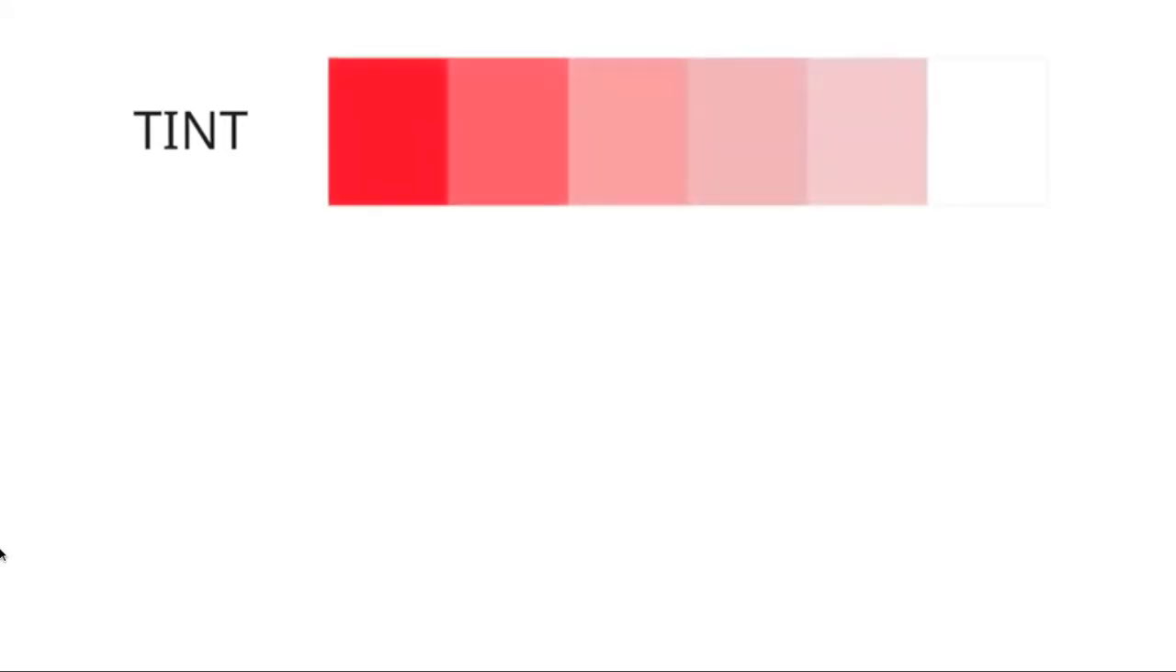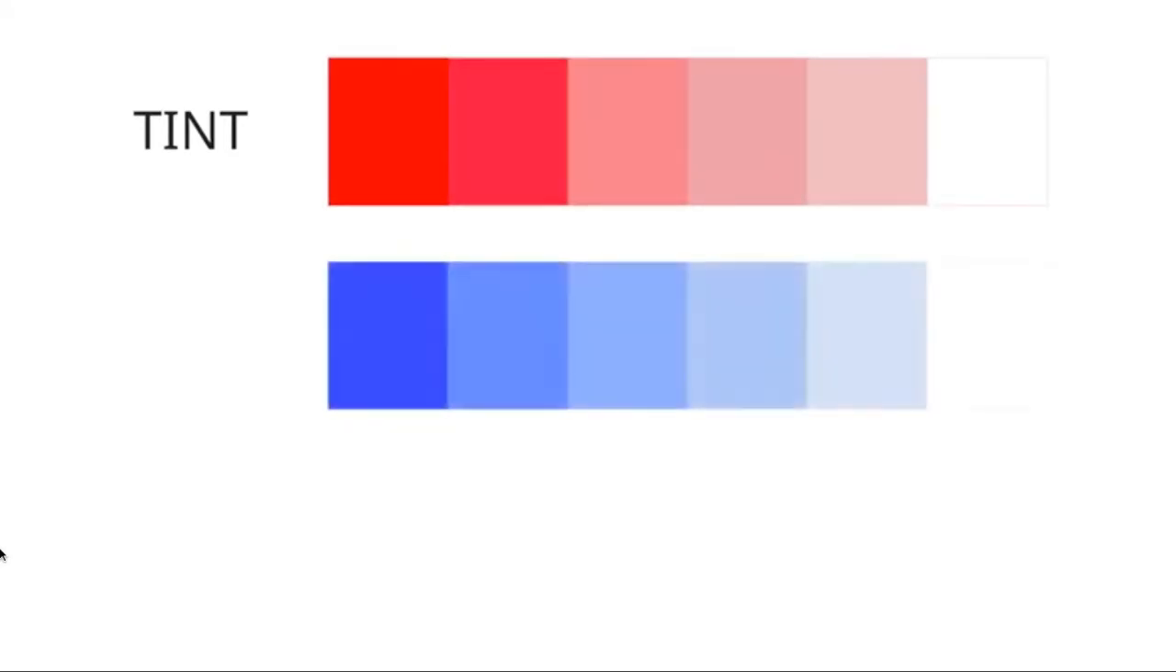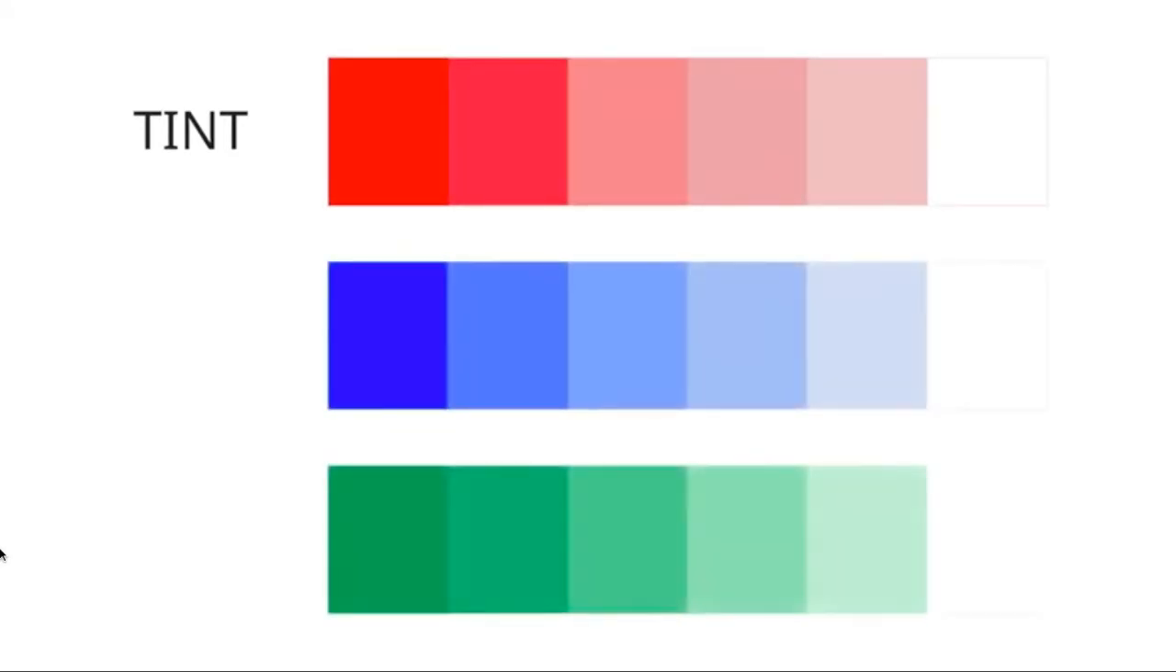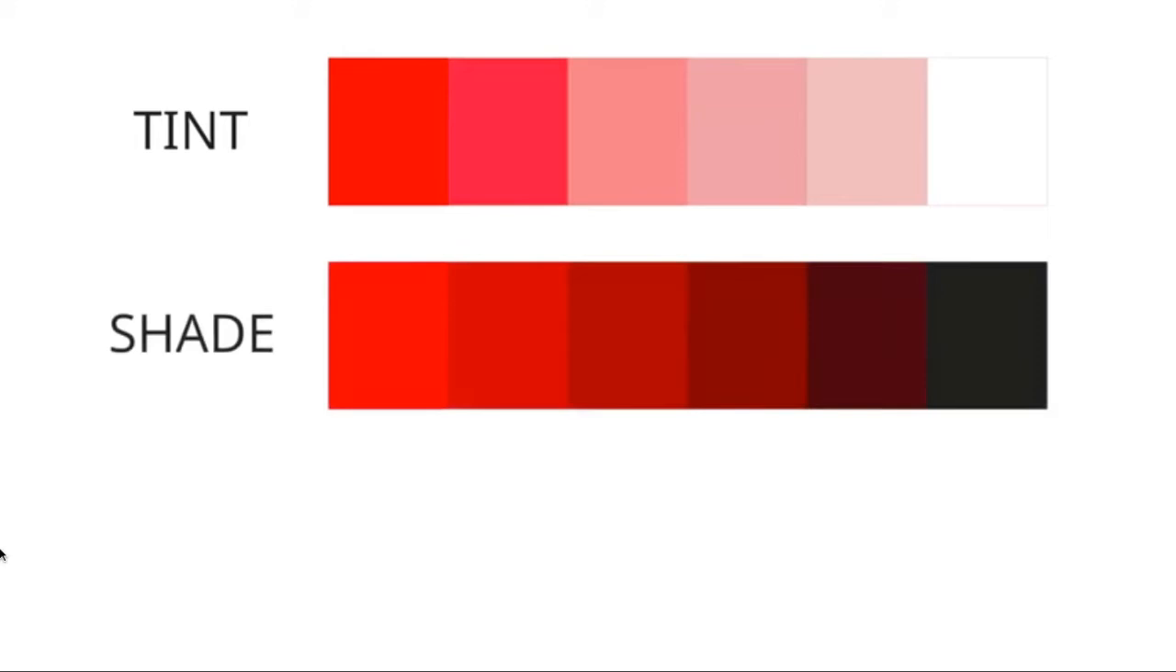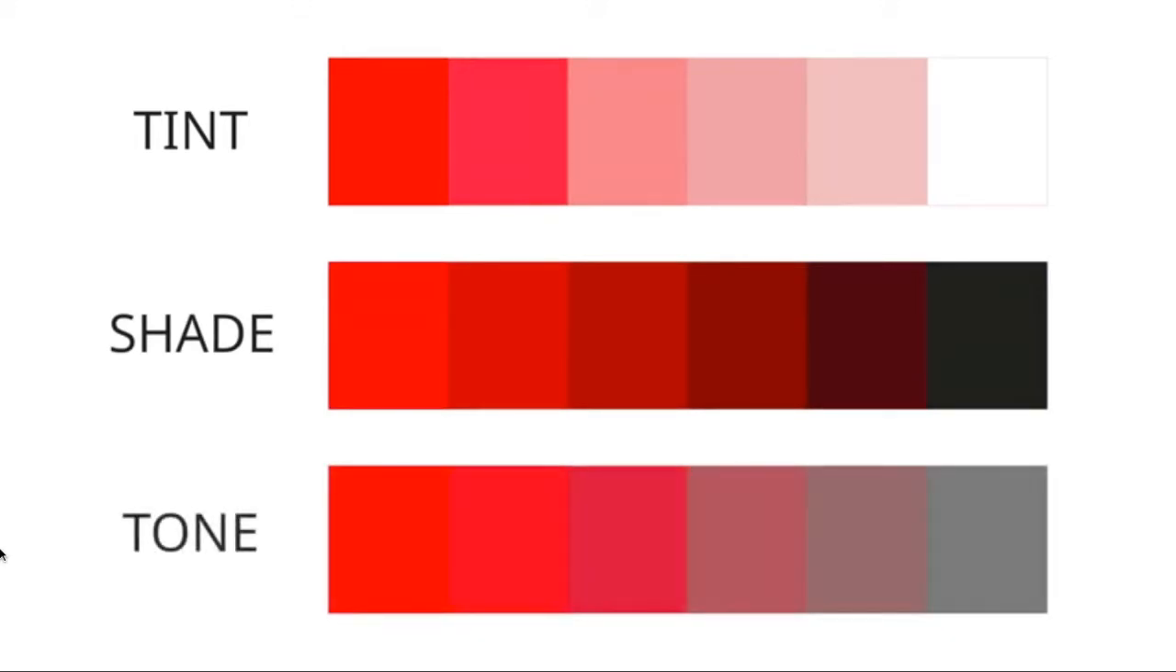Tint is the color mixed with white, so red becomes pink, blue becomes light blue, and so on. Shade is the color mixed with black. Tone is produced by mixing a color with gray. You can change the value through tinting, shading, and toning.